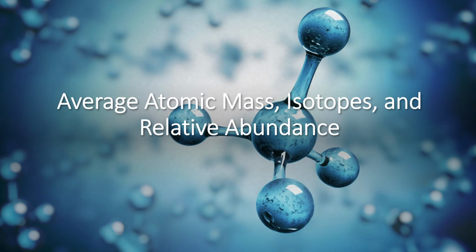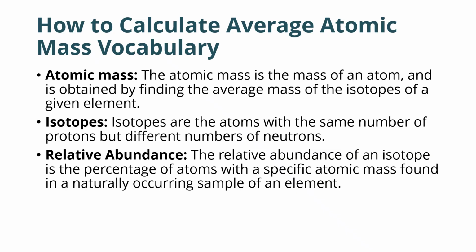This is the average atomic mass and isotopes and relative abundance lecture. So let's talk about certain vocabulary first before we can get into what we're supposed to cover. The atomic mass is the mass of an atom and is obtained by finding the average mass of the isotopes of a given element.